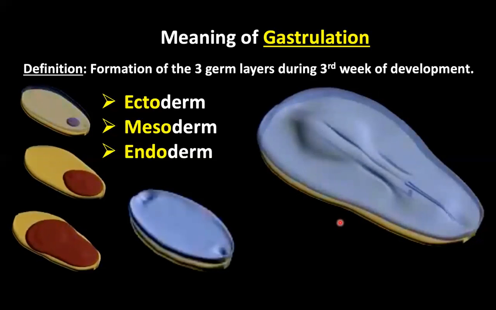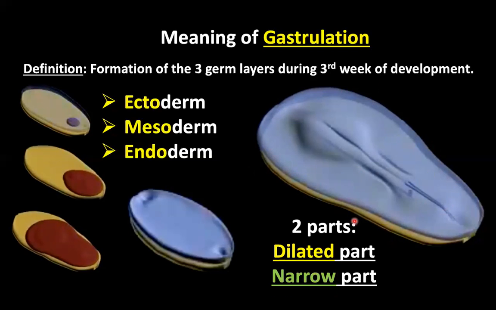Imagine if you are a scientist in the 60s of the last century and you saw this embryonic disc and you're trying to describe the disc. What will you do? What will be your description? Actually, you see a disc with 2 parts, dilated part and narrow part. Okay? 2 parts actually. Dilated part towards the cranial end and narrow part towards the caudal end.